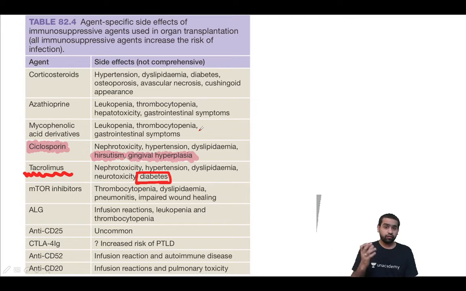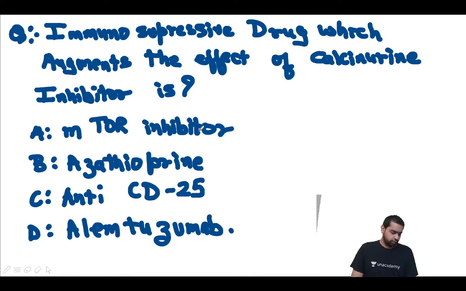We also have something called calcineurin inhibitor associated nephropathy, which is of very much importance in renal transplant patients. Then hypertension and dyslipidemia are side effects of cyclosporin and tacrolimus. Okay, fair enough. Let's move on.